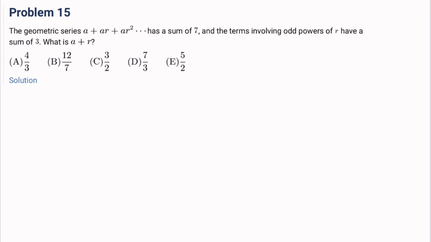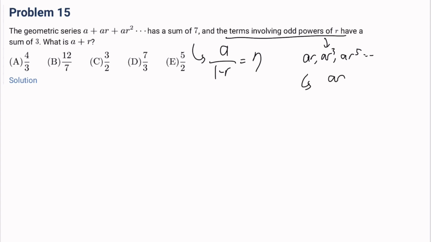Number 15, the geometric series a plus ar plus ar squared and so on has a sum of 7, and the terms involving odd powers of r have a sum of 3. What is a plus r? Okay, so if we just look at this clause, then since it's a geometric series, a over 1 minus r is equal to 7, right? And the terms involving odd powers of r, they're ar, ar cubed, ar to the 5th power, and so on. So this is going to be ar over 1 minus r squared, right? And this is going to be a times r over 1 minus r, 1 plus r.